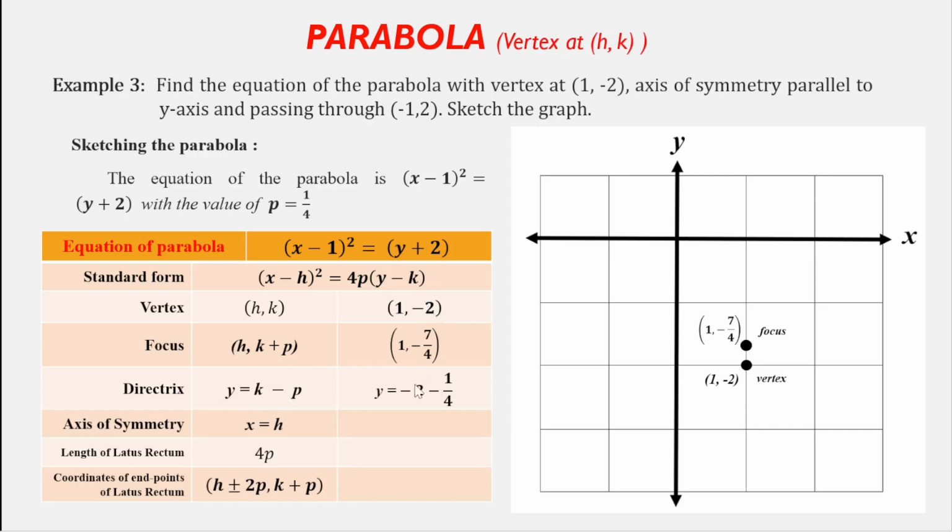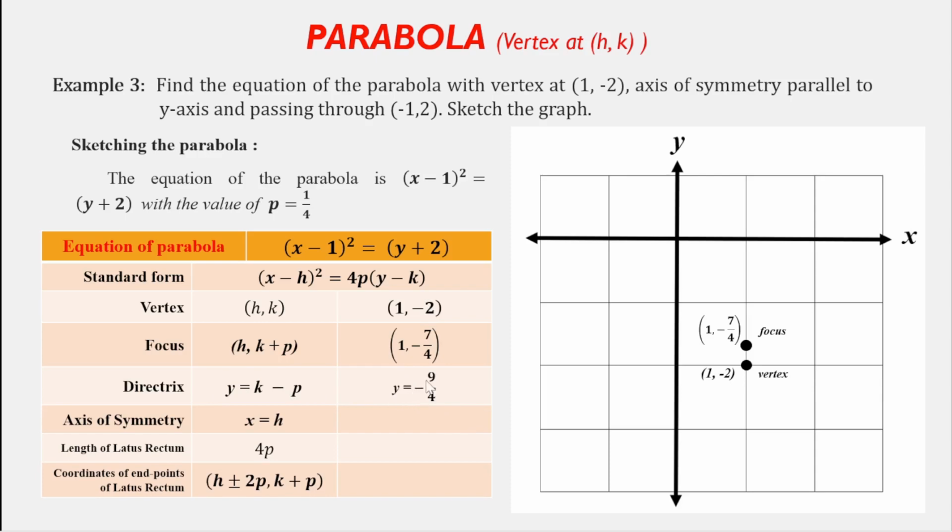The equation of the directrix is y equals k minus p. Our k is -2 and our p is 1/4. Then the equation is y equals -2 minus 1/4. Simplifying further, we have y equals -9/4. As we plot now -9/4, if we convert this into decimal, -9/4 is equal to -2.25. So we can say that this is our directrix, a horizontal line parallel to x that passes through the y-axis at -2.25, which is y equals -9/4.